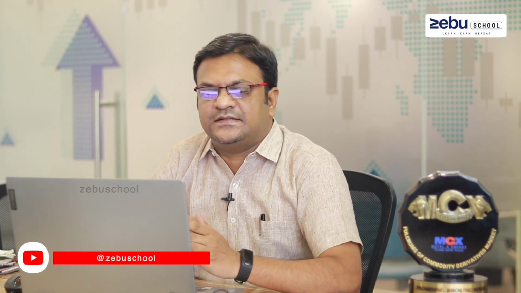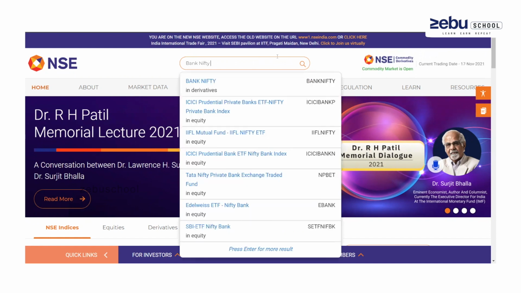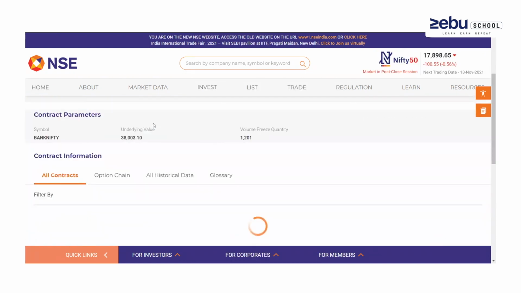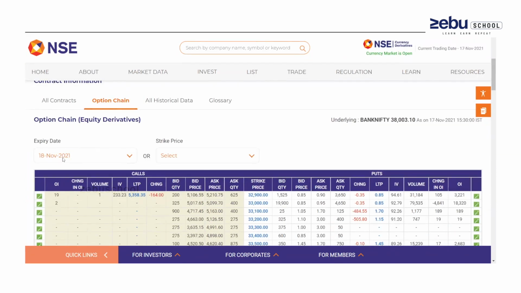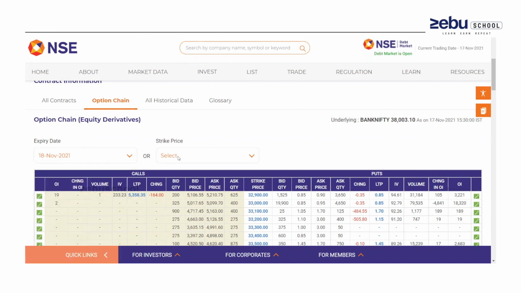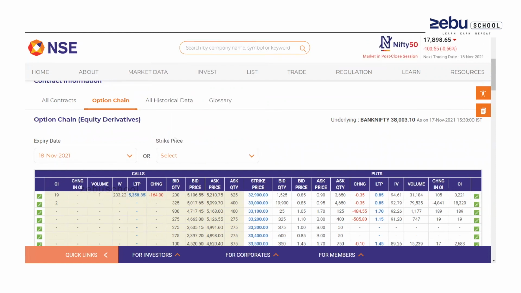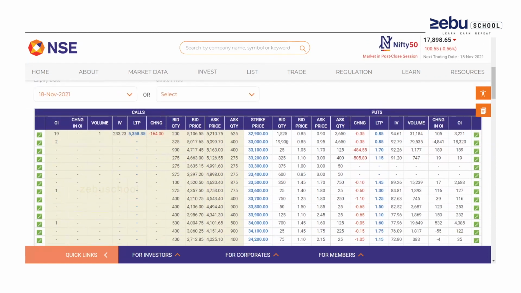In this option chain analysis, we have to follow simple steps. Just open nseindia.com, then click on the search tab and choose your favorite index or favorite stocks. Here I am using Bank Nifty. Just click Bank Nifty here. After that, click option chain. In this option chain, the expiry dates of the option will be available. Here I am choosing a very near expiry, and for the strike price I just leave it blank. Then I get a chart like this.